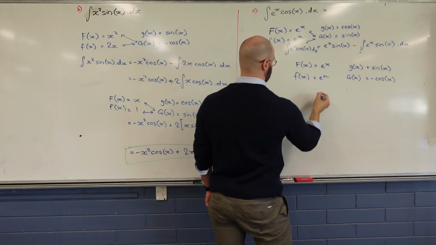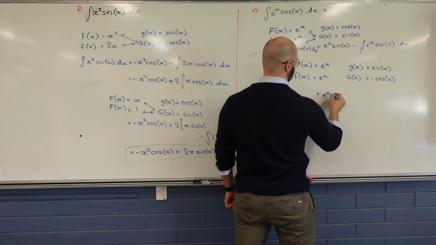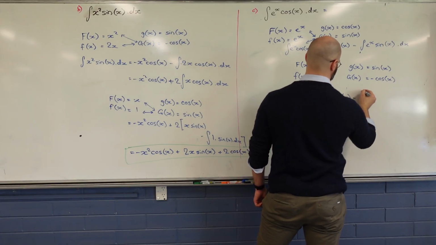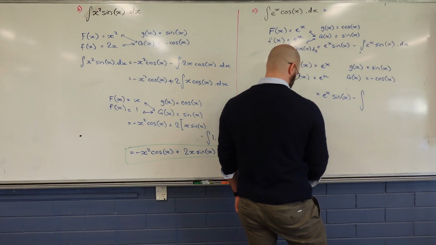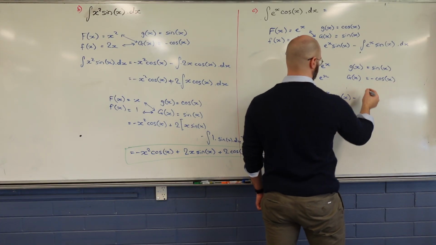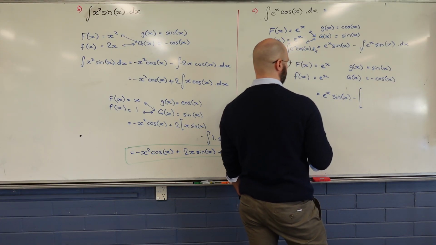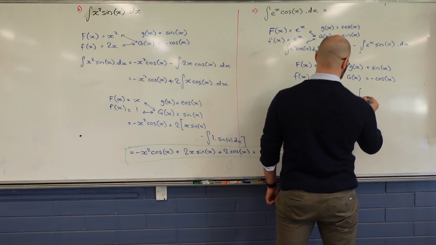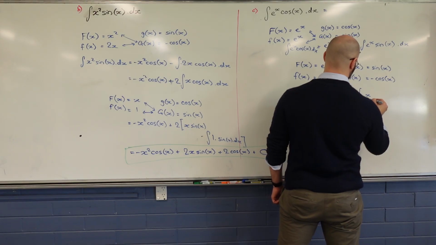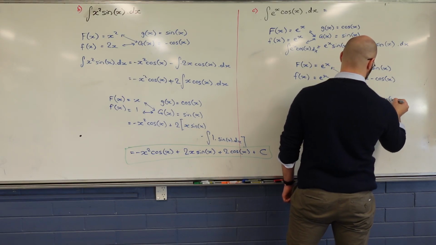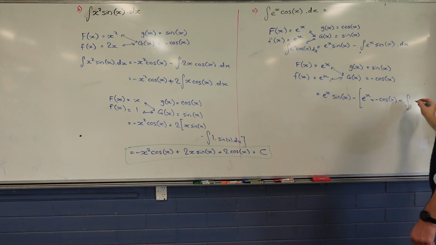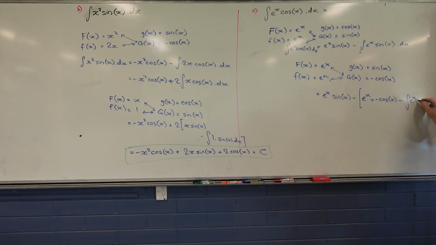All right. It's going to be e to the x sine x minus, not that, sorry. In the bracket, we're going to go the product of these two, e to the x times negative cos x, minus the integral of e to the x times negative cos x.